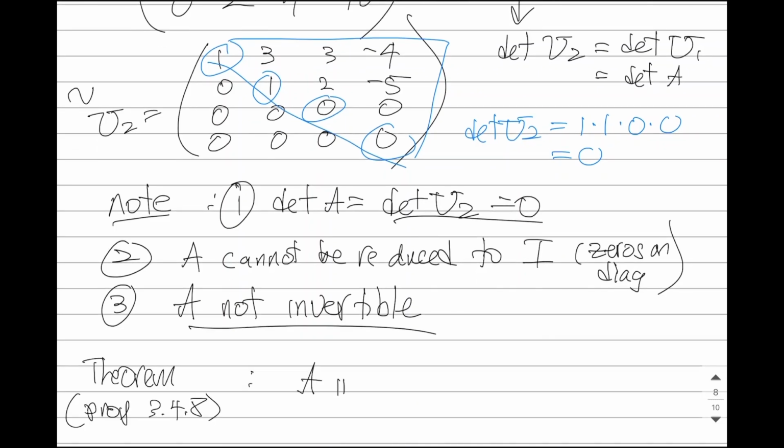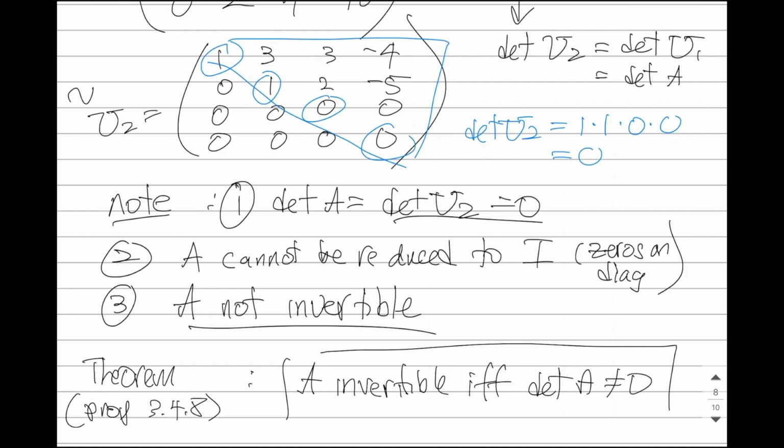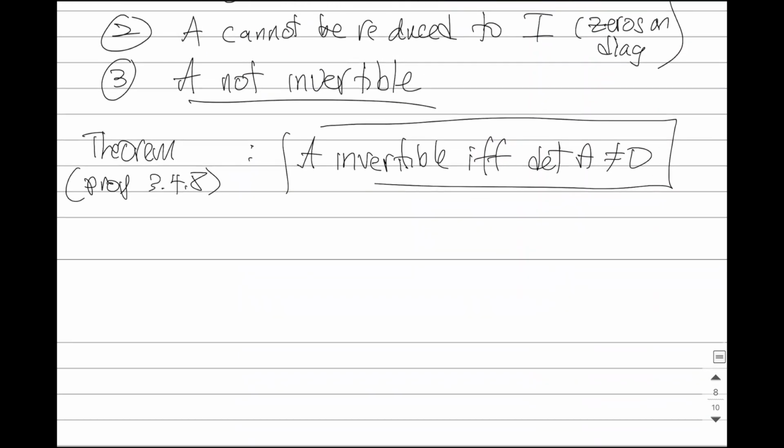A is going to be invertible if and only if the determinant of A is non-zero. The determinant is a number that tells us whether or not the matrix will be invertible. If the determinant is 0, the matrix is not invertible. If the determinant is non-zero, the matrix will be invertible. Now here's another useful result.